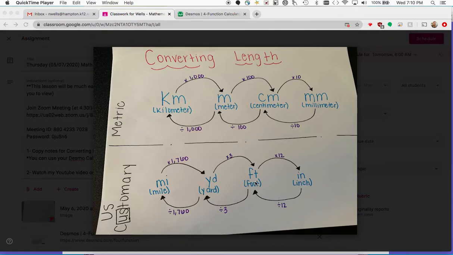Wells Club. I wanted to take a quick second to show you how to use this crazy anchor chart when you are doing these converting length problems. It looks terrifying. It's actually super easy, and you get to use your Desmos.